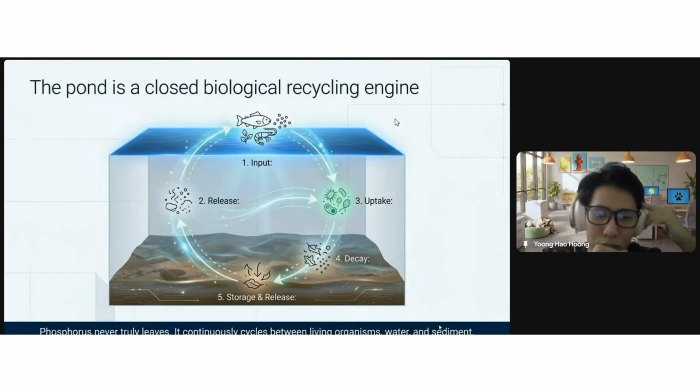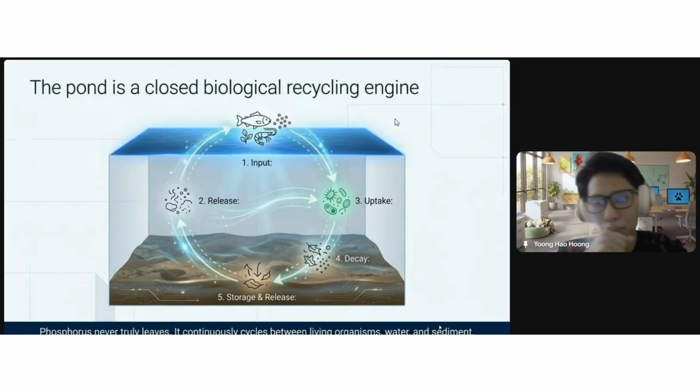So phosphorus in the water is absorbed by the plankton and algae, which form the natural food for fish and shrimp. When plankton die, the phosphorus settles down in the pond bottom and can be released again, continuing the cycle, which we know as the phosphorus cycle.